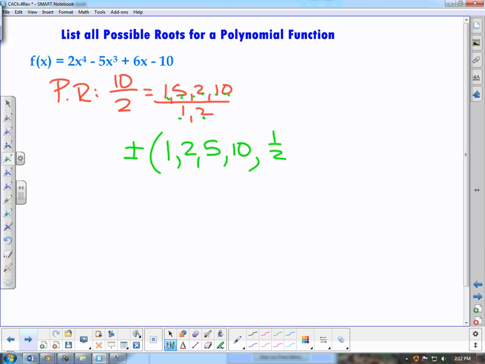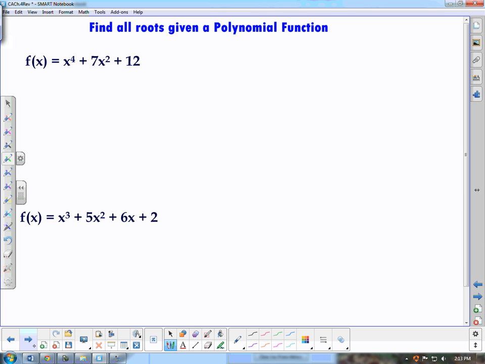So you'd have 1 half. 2 halves is 1, which we already have written. 5 halves and 10 halves is 5. So those would be all the possible rational roots. And that would be it for that one. I wouldn't ask you to find any. Here's where you'd have to find them all.